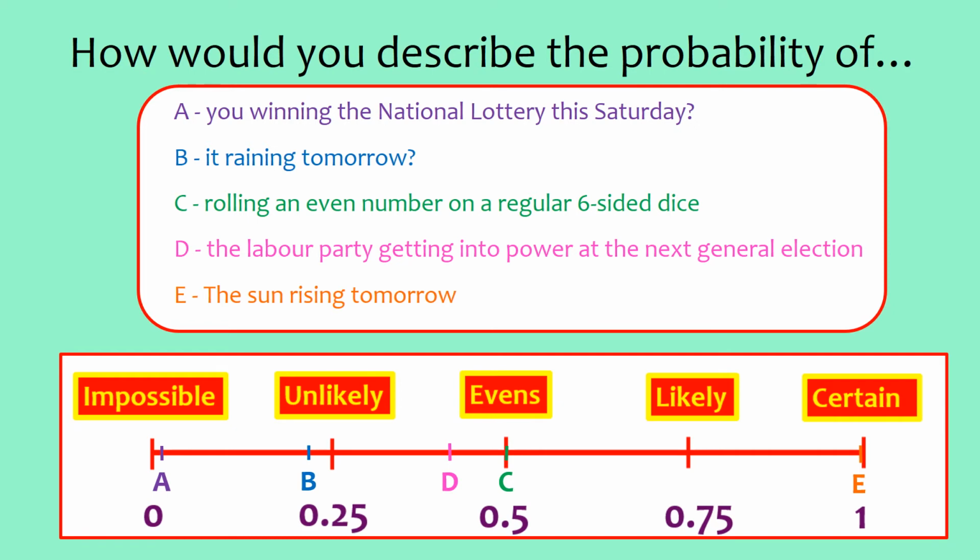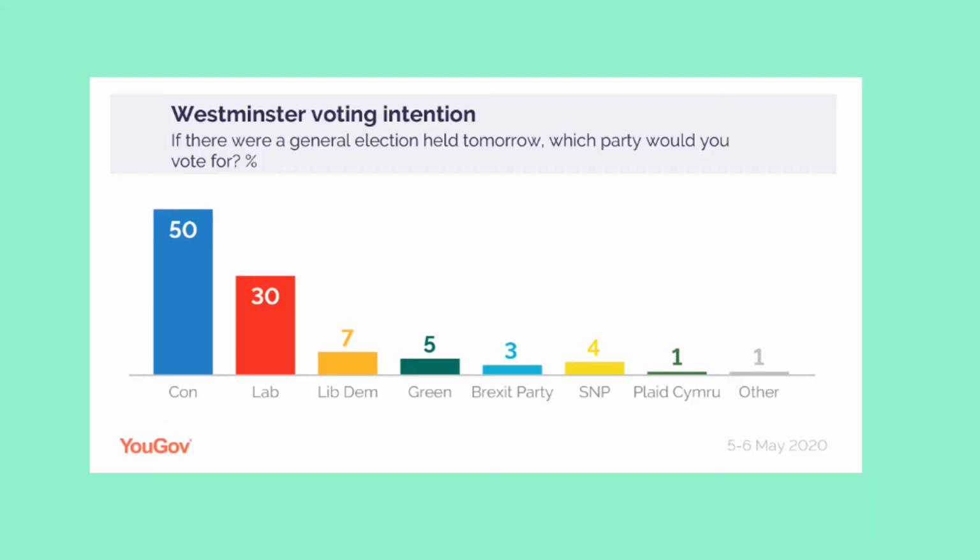So the reason that I chose that D, the Labour Party getting into power, as somewhere between unlikely and evens, is from using this graph that I copied a couple of weeks ago. And this one shows the voting intention at the moment for Labour to be less than Conservative, although we all know things can change.